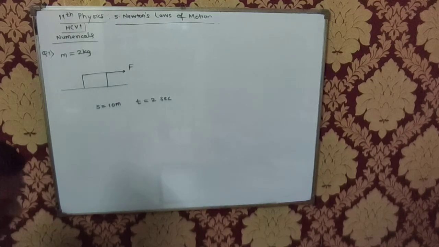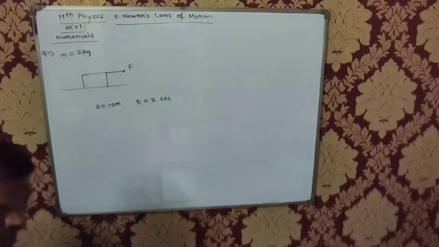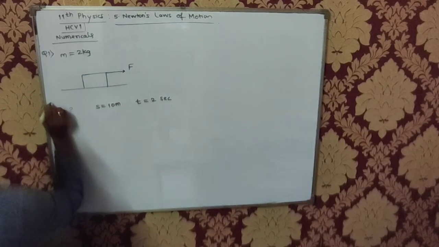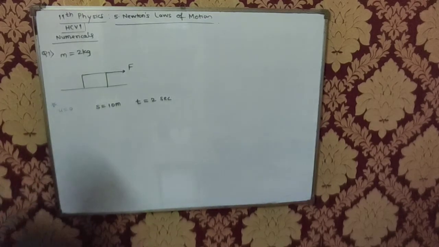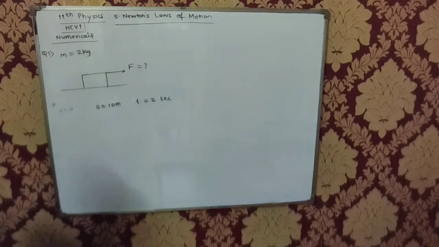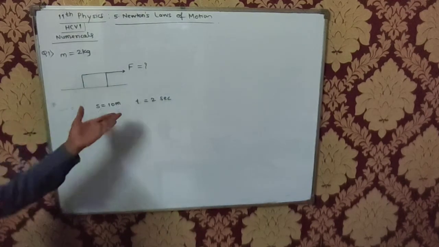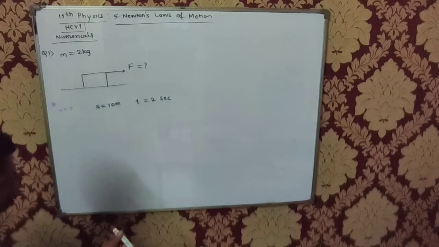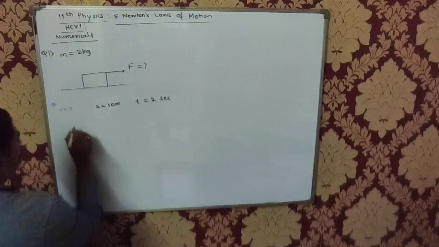Well, we assume here the initial velocity to be 0. So the initial velocity is 0. This is to be assumed. How do we find out the force? Which formula? F is equal to ma. M is known. Acceleration: can you make out the acceleration from this? Kinematic equations. How? S is equal to ut plus half at squared.